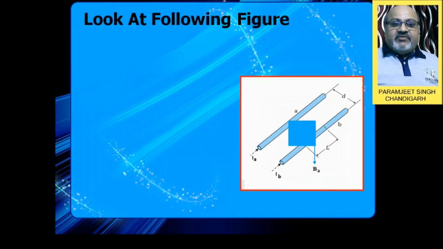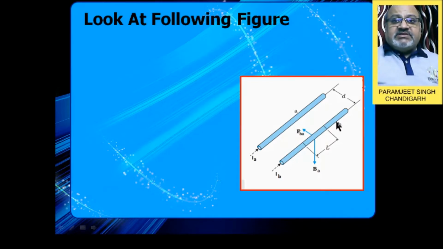So look at the following figure. This is the figure. Now see, these are long straight conductors. Current through them is IA and IB, separated by a small distance d. This conductor B is placed in the magnetic field produced by A. Similarly, conductor A is placed in the magnetic field produced by B.